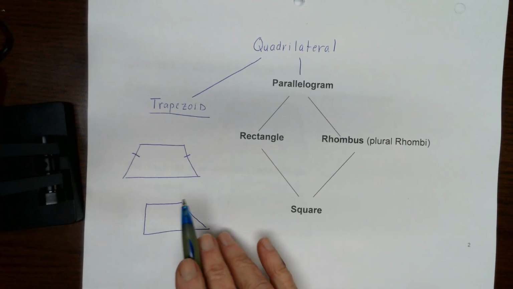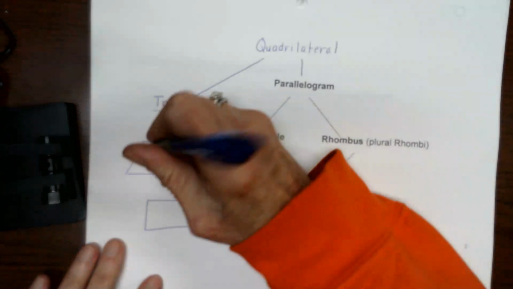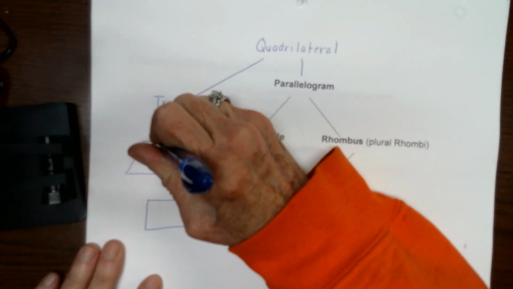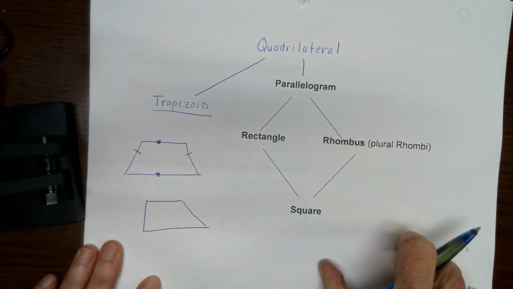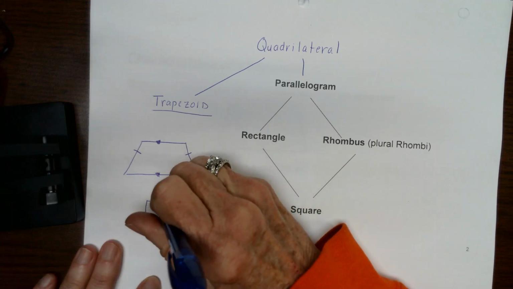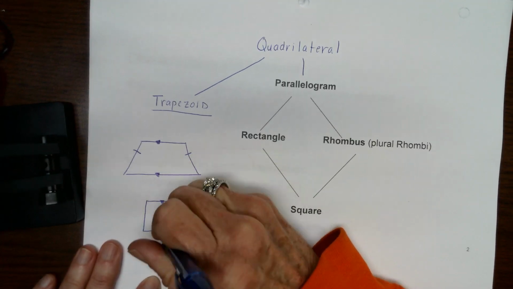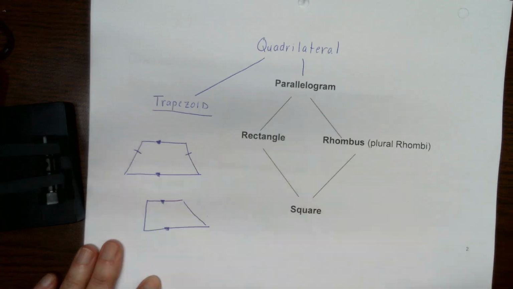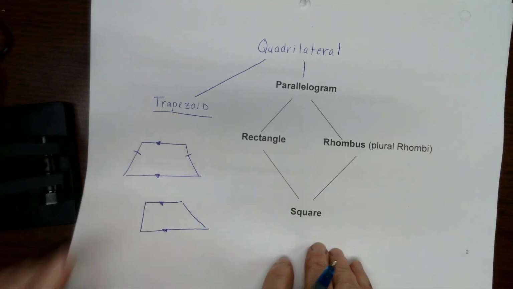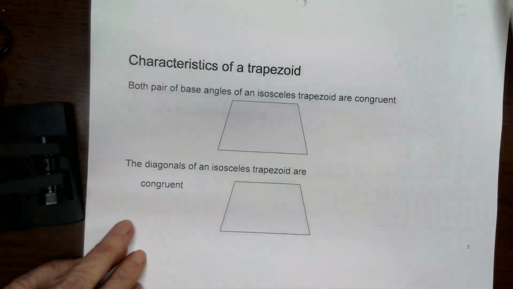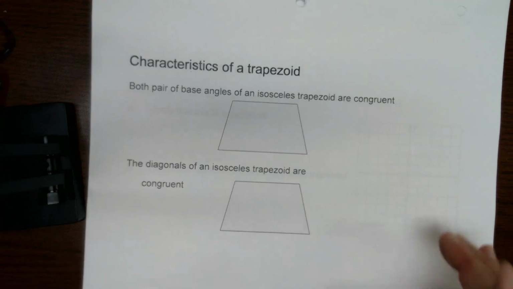The thing about a trapezoid, the main characteristic, is that it has exactly one set of parallel lines. Everything over here has two sets of parallel lines. The trapezoid only has one set of parallel lines. That's what makes it a trapezoid and not a parallelogram. There are certain characteristics of a trapezoid.